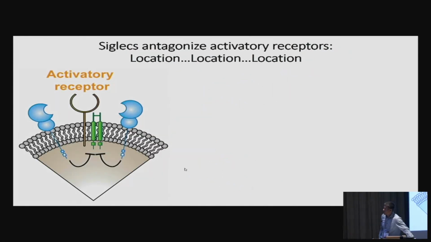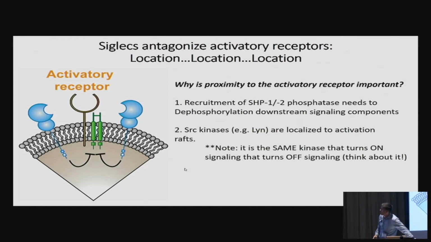Okay, so recruiting of this phosphatase for the inhibitory siglecs is going to inhibit other activatory receptors, and it's all about the location. Recruitment of the phosphatase needs to be close to the activatory receptor. That's what I'm trying to get across here. So, why is that? Why does it need to be close?